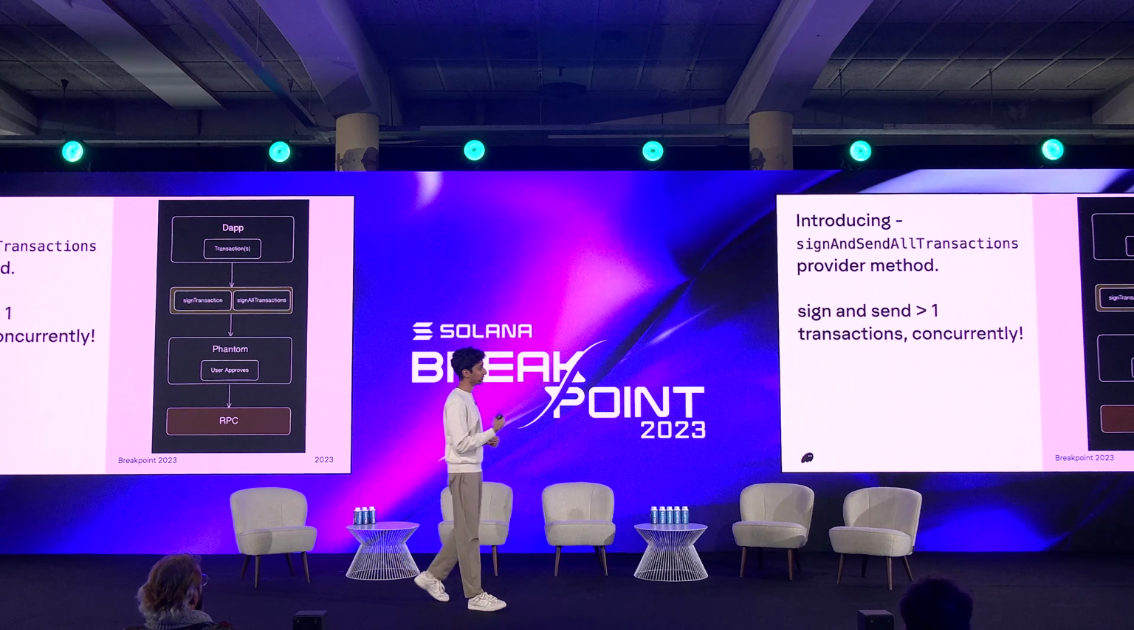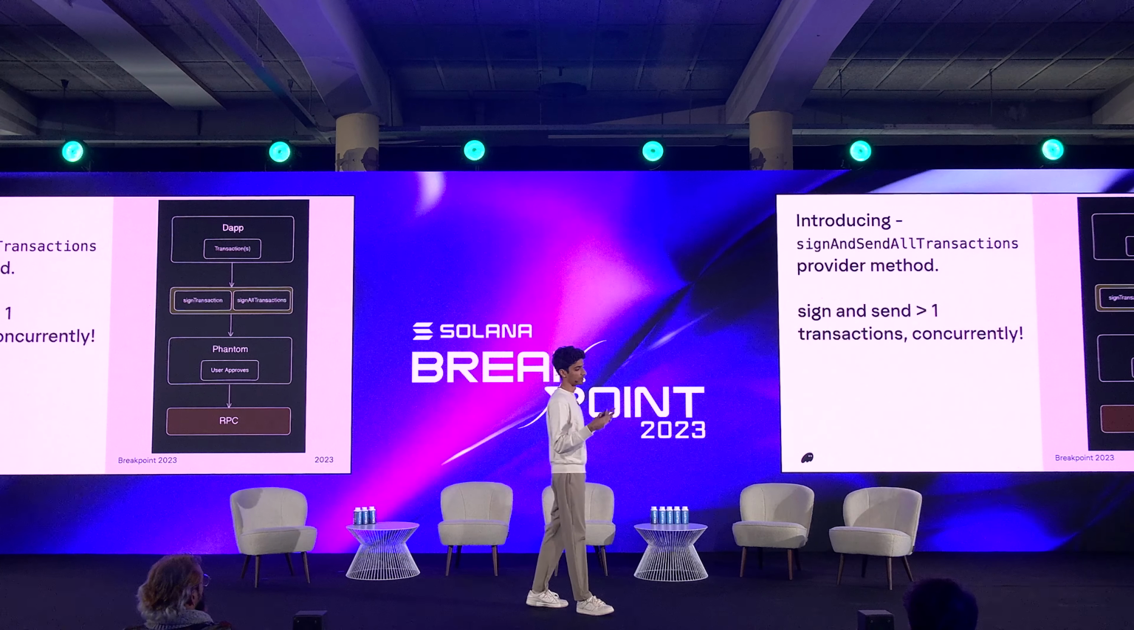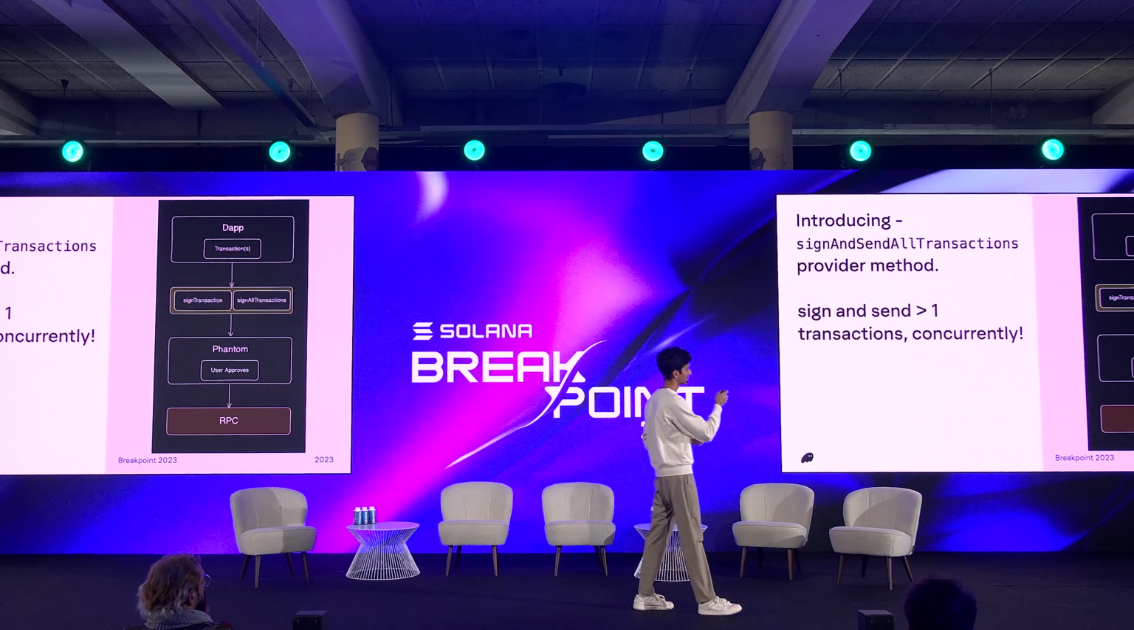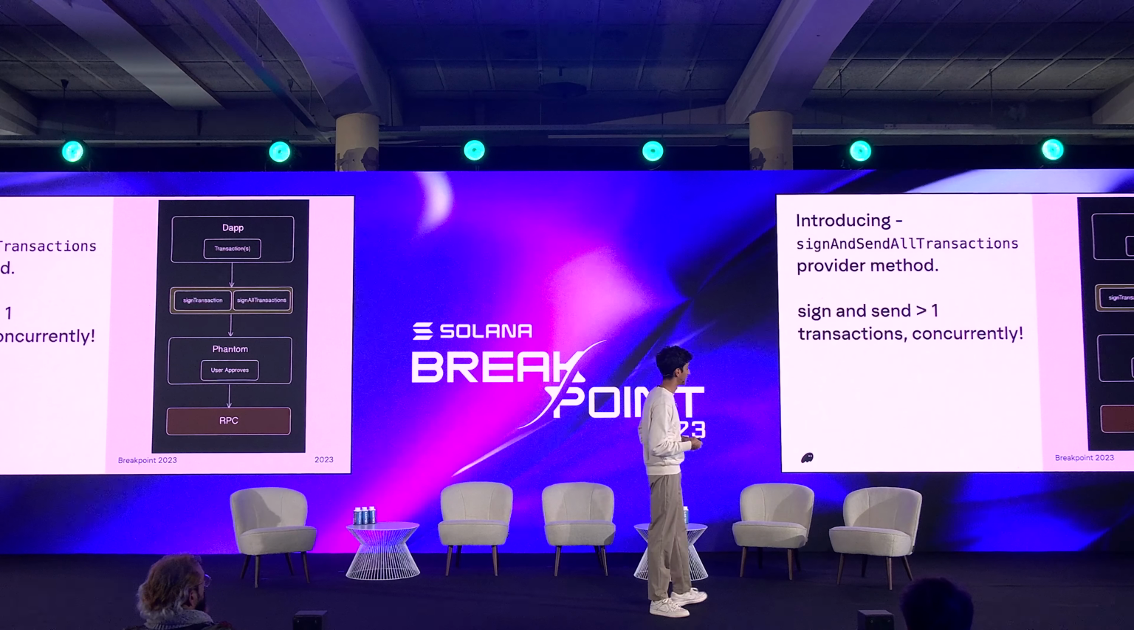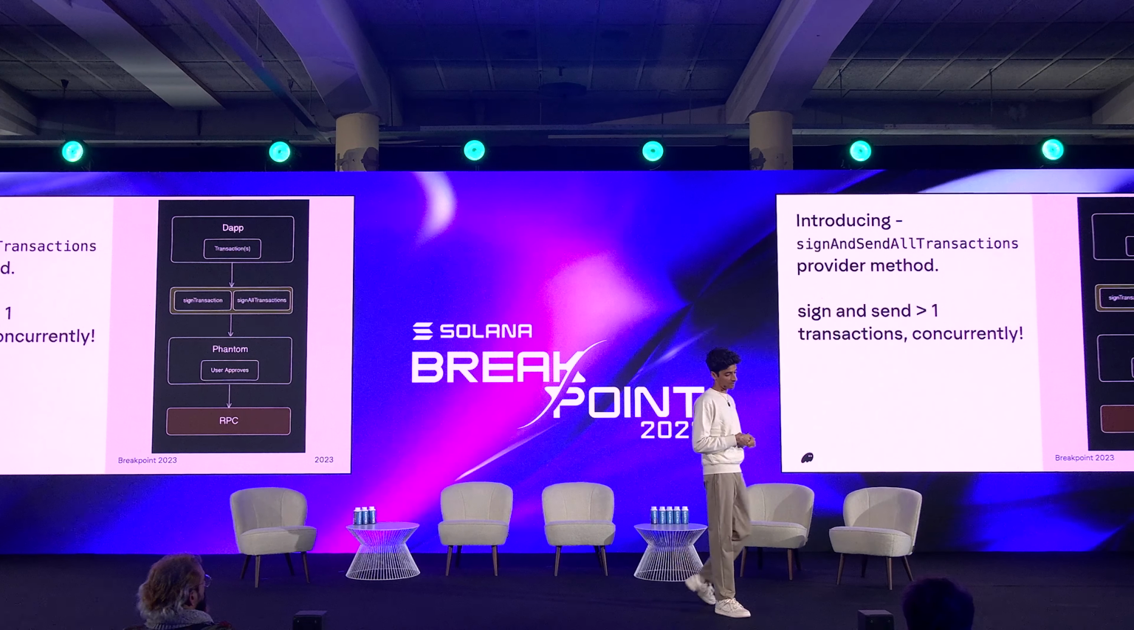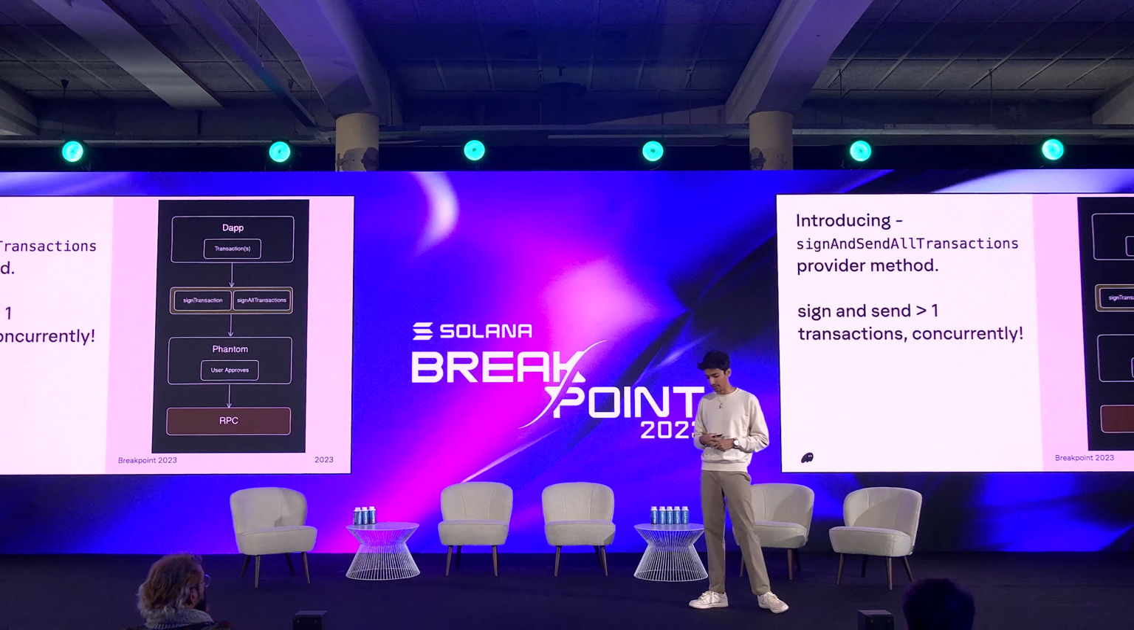And now you see the updated flow of events. So the transactions are being created. They use the RPC endpoint for sign and send or sign and send all. The wallet shows the signature request. The user approves it. And it is the wallet who then sends the signed transaction to the RPC endpoint, and not the dApp.